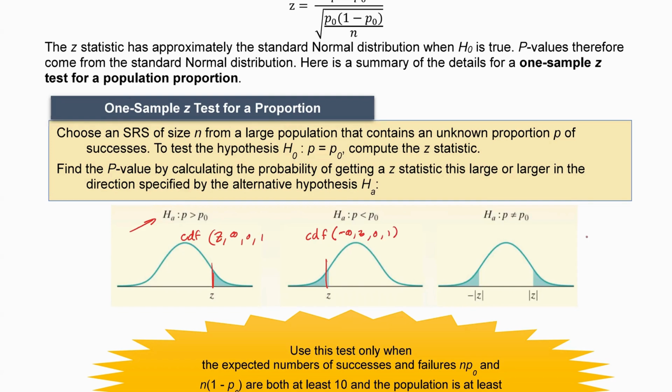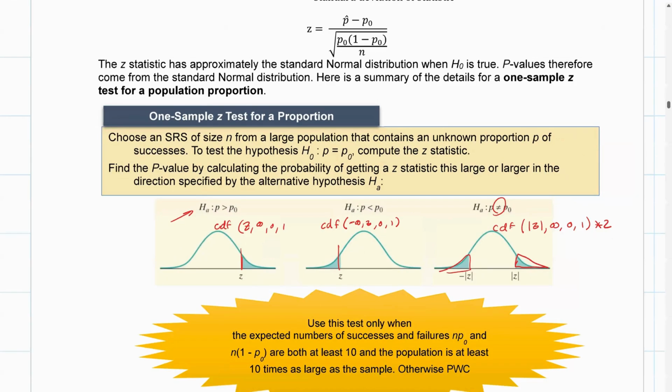Now, when we say not equal to, the calculation's a little different. We will take the absolute value of the z-value and go to infinity. And that will get us this part of the tail. But you'll notice there's an equal and opposite section for the negative z. And that's why when we're done, we're going to multiply that probability by 2.